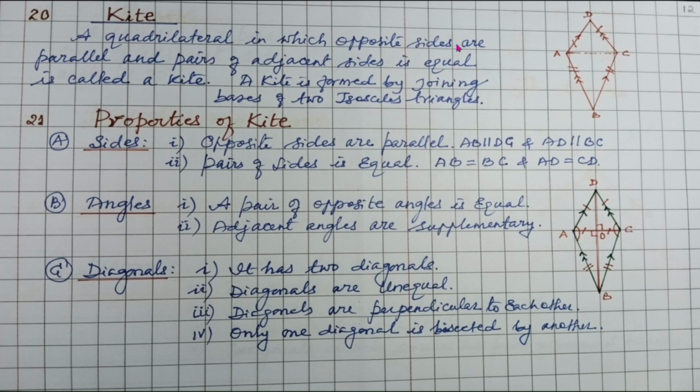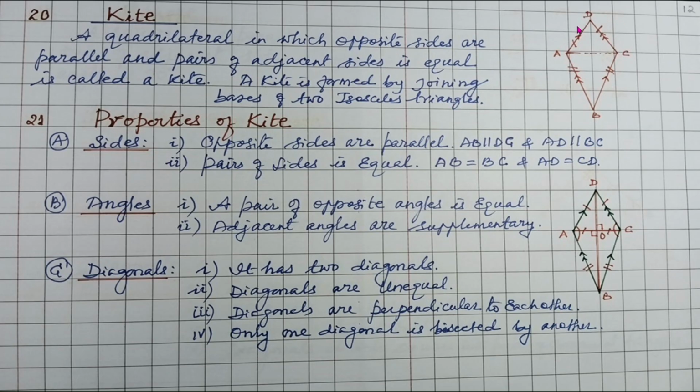A quadrilateral in which opposite sides are parallel and pairs of adjacent sides is equal is called a kite. Therefore, in this quadrilateral, we have AB parallel to DC, BC parallel to AD, and AD equal to CD, and AB equal to BC. So this is not a parallelogram but a kite. Opposite sides are parallel but adjacent sides are equal. So please remember that. A kite is formed by joining bases of two isosceles triangles.